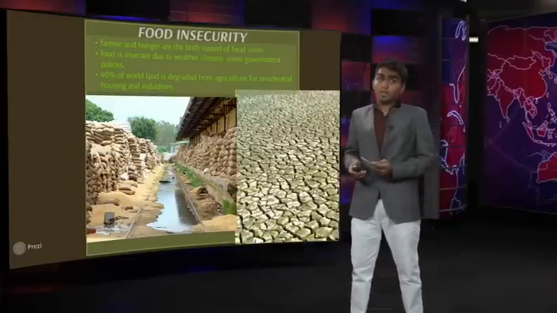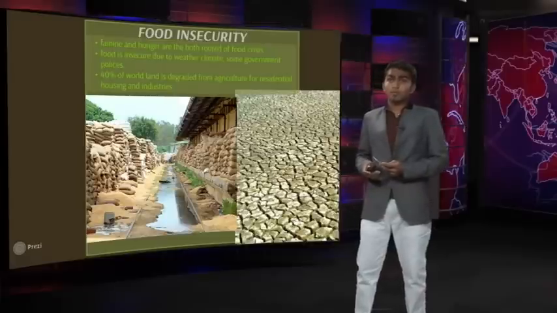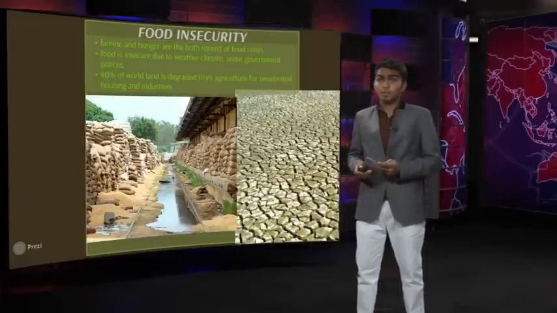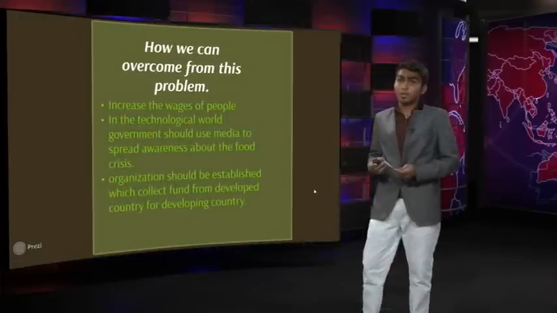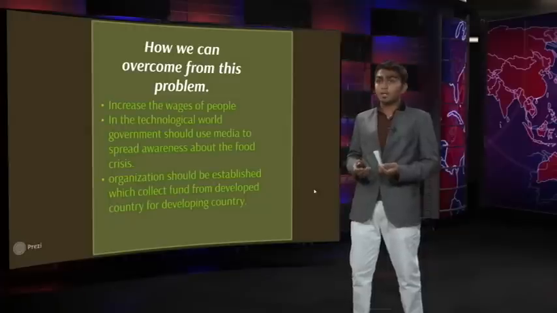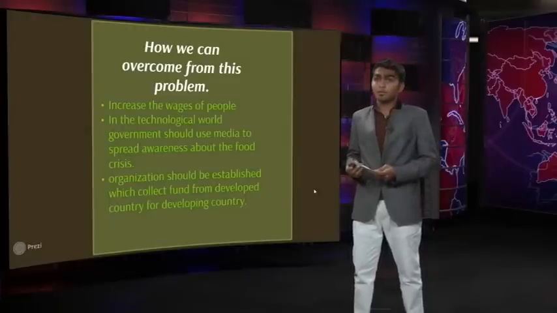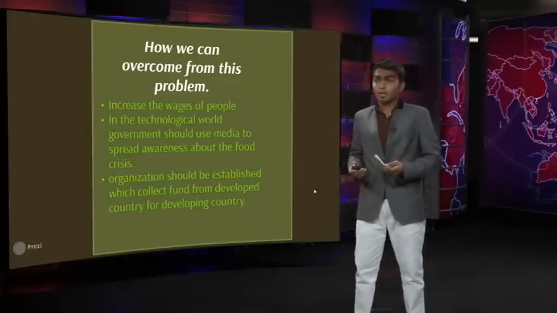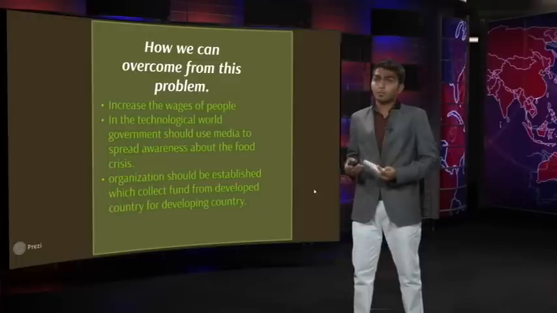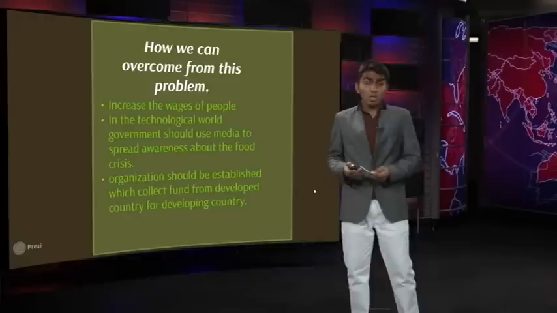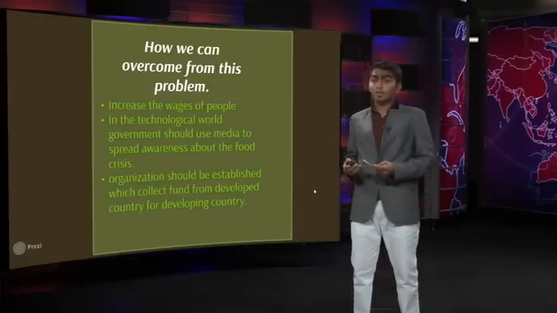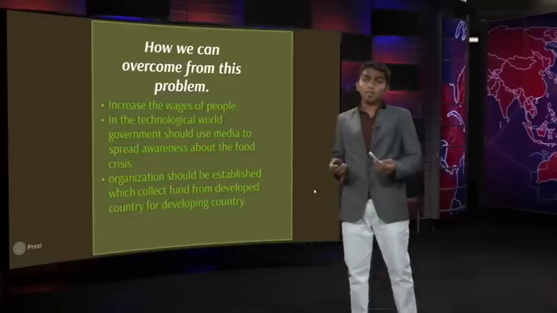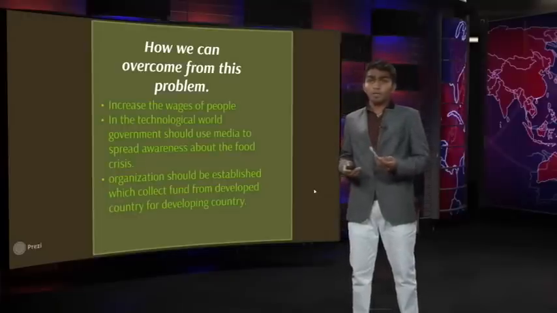In developed countries like the United States, 40% of their food is wasted each year. So at last, how can we overcome this problem? First of all, companies should increase the wages of their employees. In the technological world, government should use the media to spread awareness about the food crisis so people don't waste food. Organizations should be established which collect funds from developed countries for developing countries, which help them in many ways, like to buy clothes, to buy food, and so on.